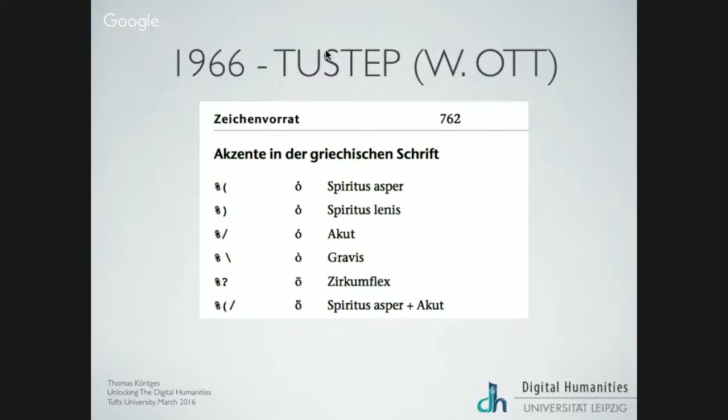There are also completely text-based things like TUSTEP. Has anyone heard of TUSTEP? No one? Okay. TUSTEP is a really great thing developed by the University of Tübingen, and it's still used. It's one of the first things where people were thinking of how can we actually program a text editor that deals with a lot of different signs, with a lot of different problems, language-dependent and language-independent problems.